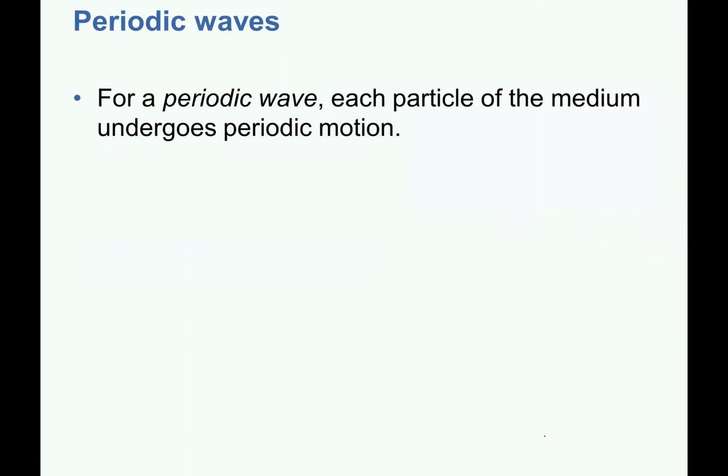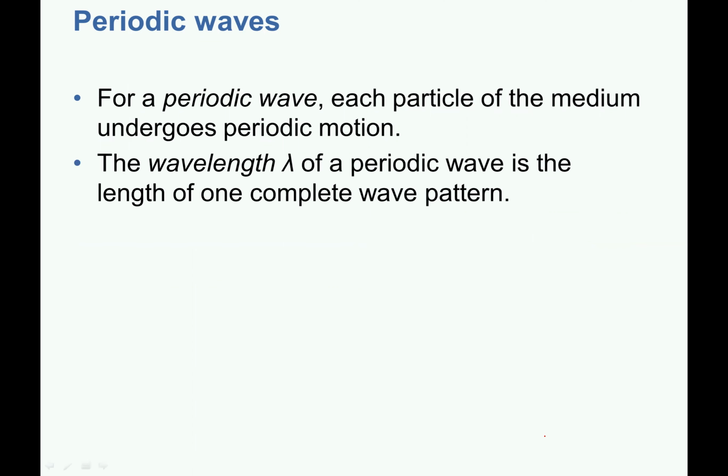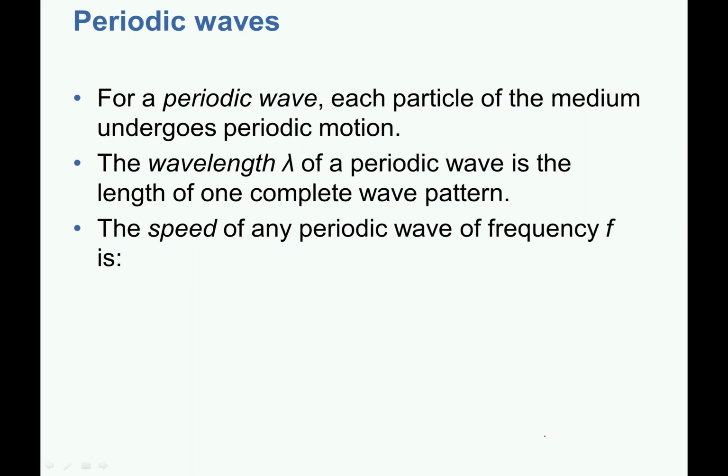All right, so for a periodic wave, each particle of the medium undergoes periodic motion. The wavelength lambda of a periodic wave is the length of one complete wave pattern. And the speed of any periodic wave of frequency f, that means the wave has wavelength lambda and frequency f. So now we're going to derive an equation for the speed.